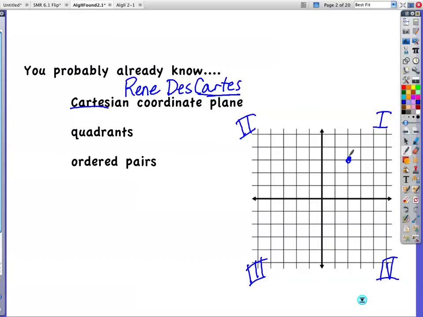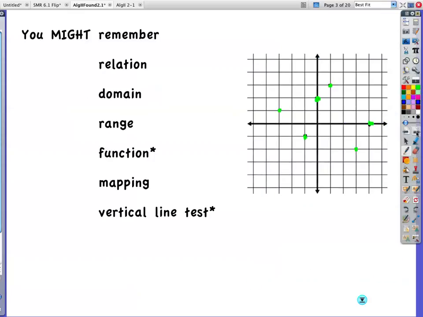Ordered pairs. So if you have a point on the graph, on the Cartesian coordinate plane, we will call that point, in this case, (2, 3). Because we go on the x-axis 2 units, we go 3 units on the y-axis. So our coordinate is in alphabetical order, x and then y. Sometimes we call them ordered pairs, sometimes we call them coordinates, like I just did.